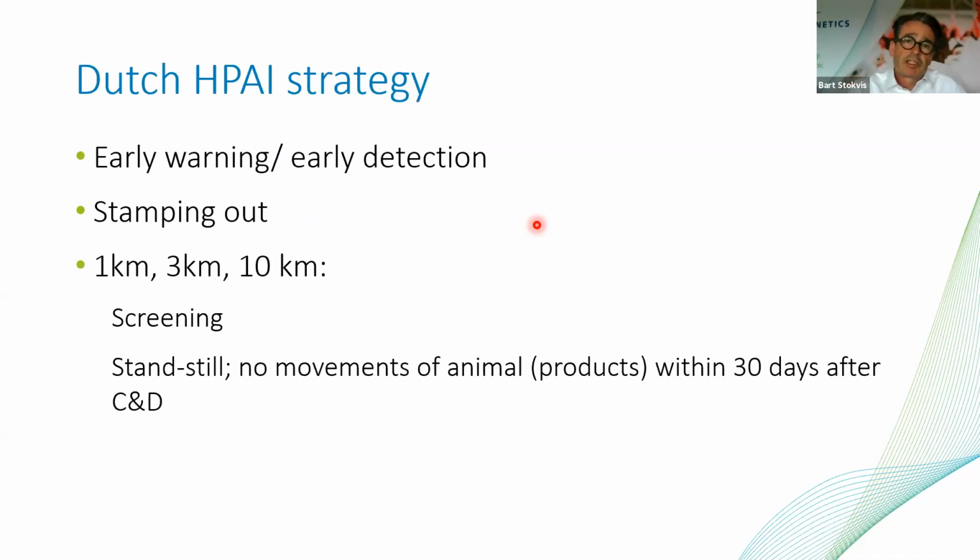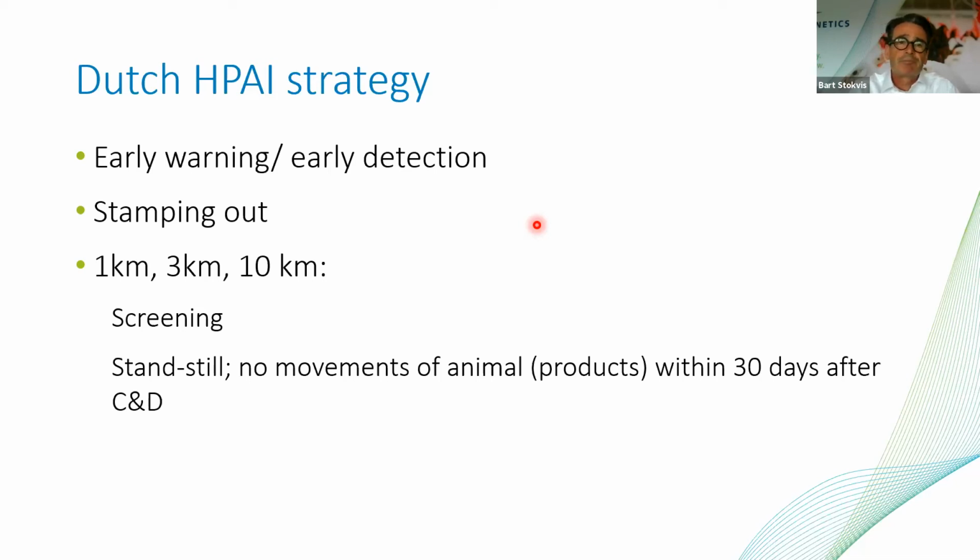So just a few words on the Dutch high-path avian influenza strategy. It's already mentioned by Jeanine, but it is based on early warning, early detection. We have a small country with a lot of poultry, so that means that we must be fast. And it is also European legislation that our farmers are compensated when there is a case of avian influenza, but they get 100% of their birds compensated when the birds are healthy. They get 50% when they are sick, and they get nothing when they are dead. And the farmers know that very well, so they know that they must be fast to get a high compensation.